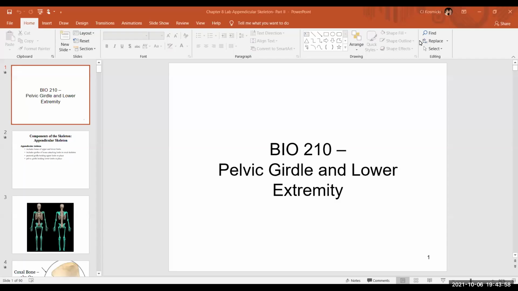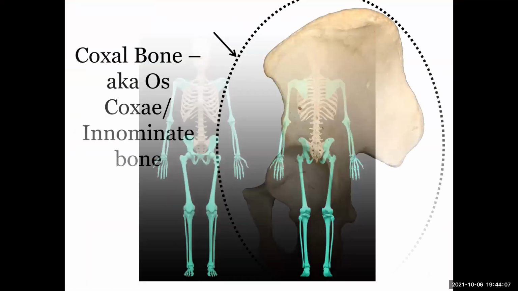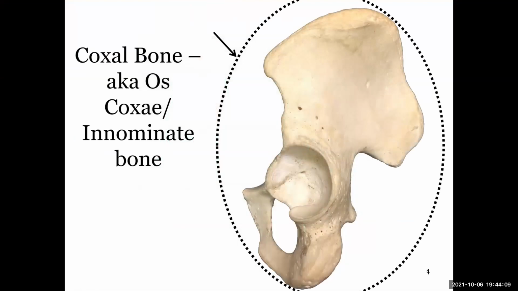Okay, let's go ahead and pull out the lab atlas. We are going to go over the appendicular skeleton for the lower extremity. So I want to start off by going over the os coxa.